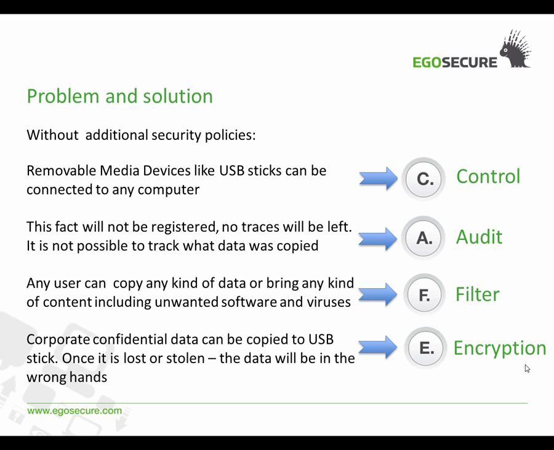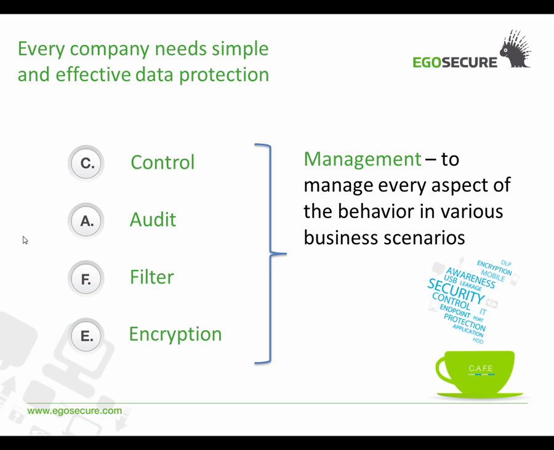If this data is encrypted, only those people who are authorized to access this data, only those people who have decryption keys, only they will be able to access this data. If this device is lost or stolen, it's just the loss of the device, but not the loss of data on these devices. I used a USB stick as an example to explain how the CAFE principle is working.